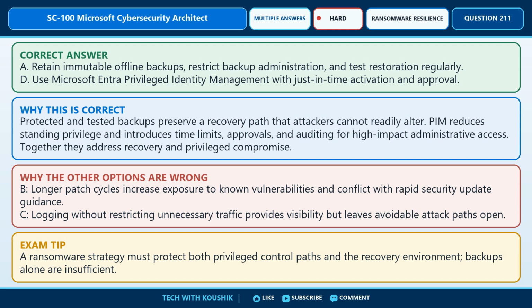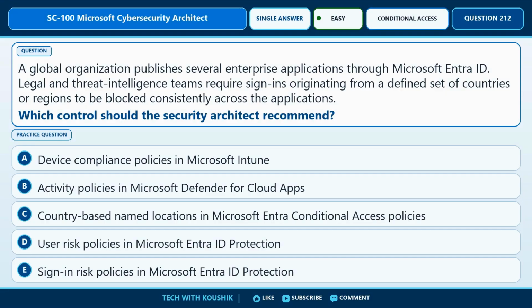Why are the other options not correct? B. Longer patch cycles increase exposure to known vulnerabilities and conflict with rapid security update guidance. C. Logging without restricting unnecessary traffic provides visibility but leaves avoidable attack paths open. Exam tip: a ransomware strategy must protect both privileged control paths and the recovery environment. Backups alone are insufficient.